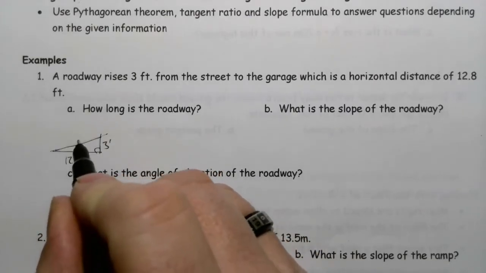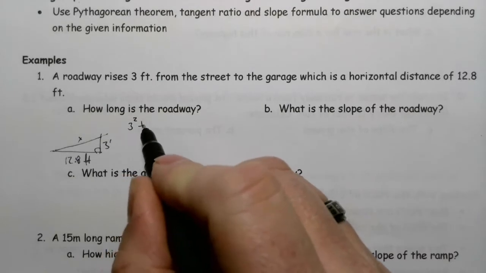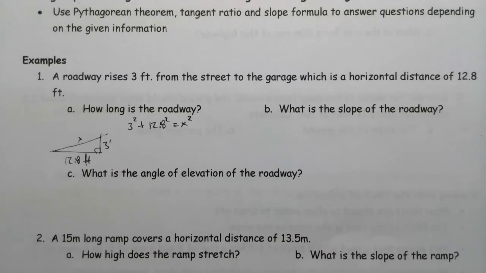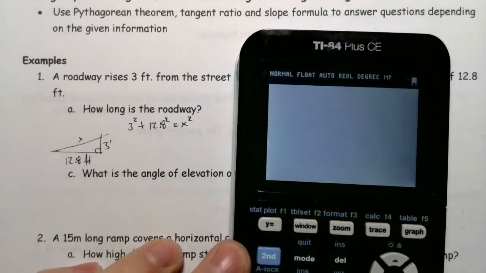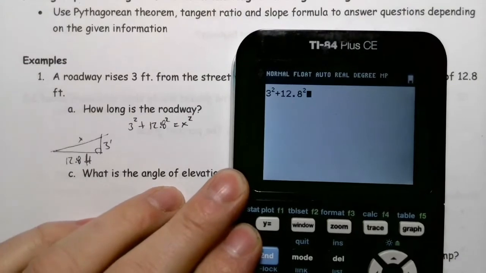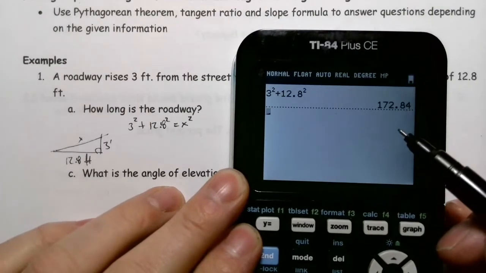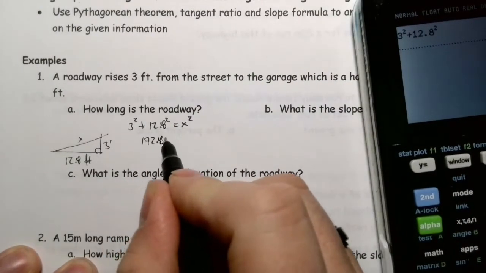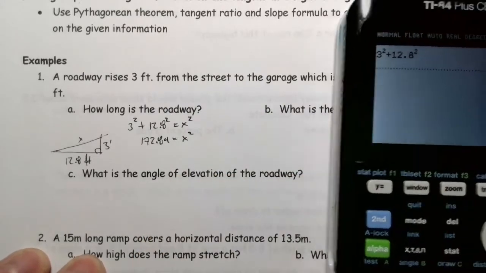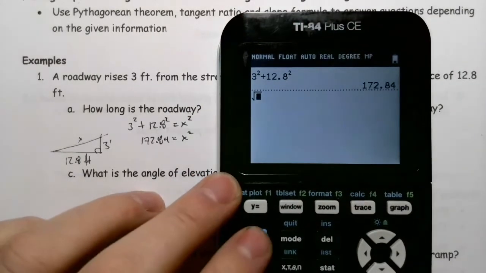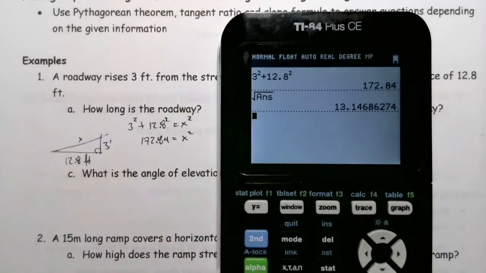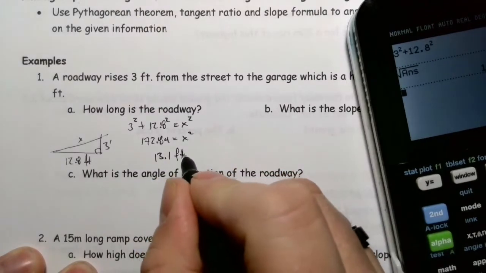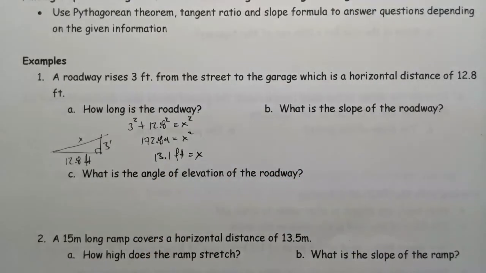So I'm looking for the hypotenuse. I know that 3 squared plus 12.8 squared should equal my hypotenuse squared. Now I pull out the calculator. 3 squared plus 12.8 squared gets me 172.84. That is my x squared, my hypotenuse squared. So the next thing I need to do is take the square root of that, and I get 13.1. Roughly 13.1 feet. That's the length of that roadway.